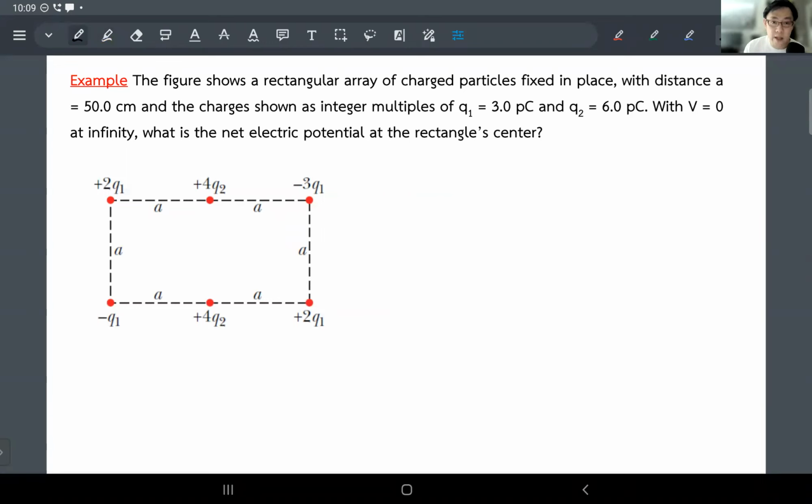The figure shows a rectangular array of charged particles fixed in place. The distance a is given to be 50 centimeters. The charges shown are integer multiples of q1 or q2, so the q1 and q2 values are also given. That's fine. With V equal to zero at infinity, once you see this line over here, that's your ticket to use the formula V equal to kq over r. Sounds good? All right. So this one is nice. So what is the net electric potential at the rectangle center?